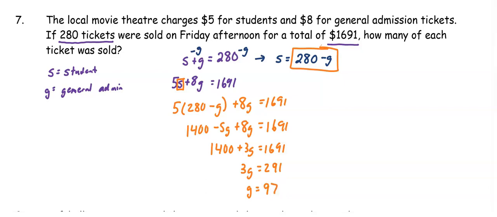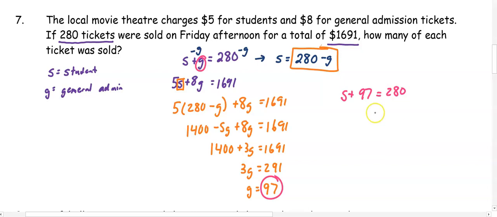Now that I know G is 97, I can substitute. I'm going to use the first equation because there's less exponents and less work to have to do. So I'm going to substitute that in for G. So I get S plus 97 equals 280. And when I subtract 97 from both sides, I get S is 183. So remember with ordered pairs, go in alphabetical order if they're not X, Y. So we have 97 comma 183.